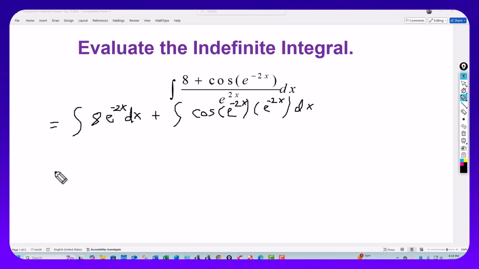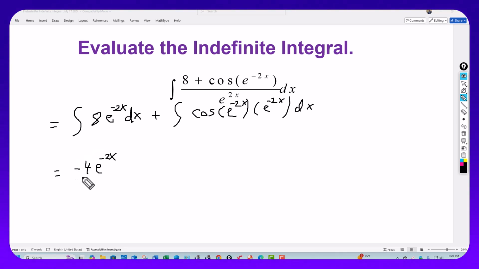Now for the first one here, the integral of e to any power, as long as it's a linear power here, is the integral itself. So this will be e to the negative 2x. And then the chain rule in reverse, the derivative of negative 2x is negative 2. Divide that into 8. That'll give us a negative 4.